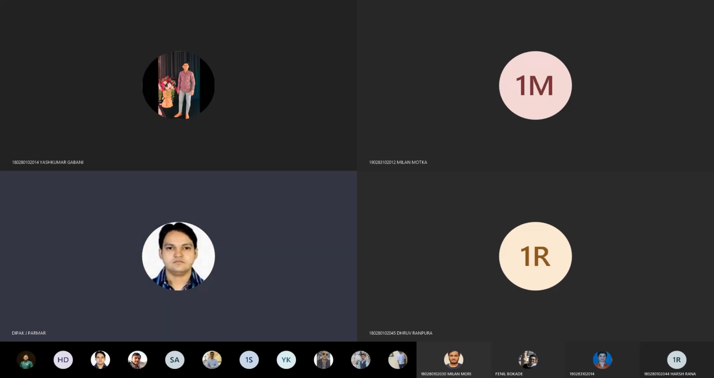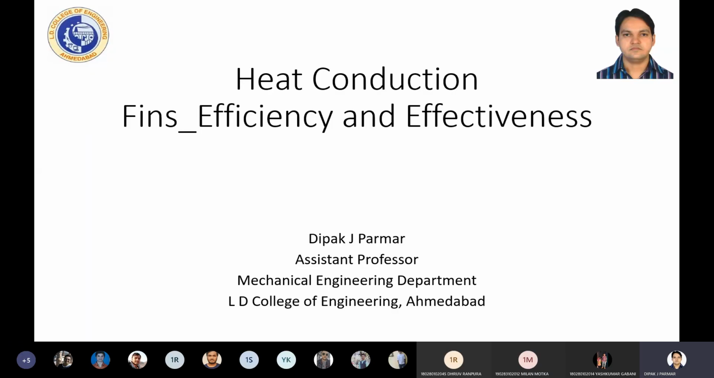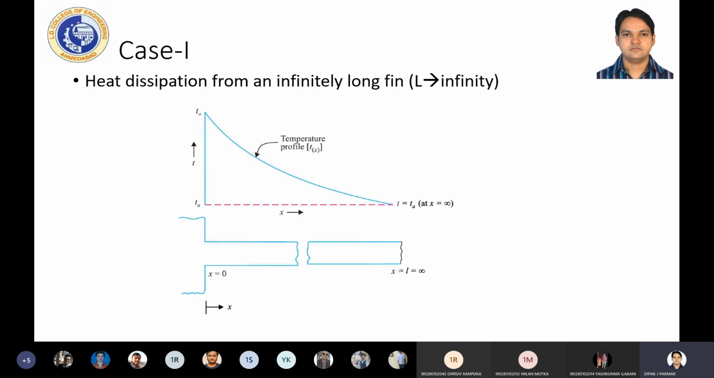Heat conduction. We are talking about fins, and today we will discuss two different cases: finite long fin with insulated tip and finite long fin with heat transfer from the fin. That too we will discuss, and then we will discuss efficiency and effectiveness of fins, and we'll solve some numerical problems too. So let us start with this.